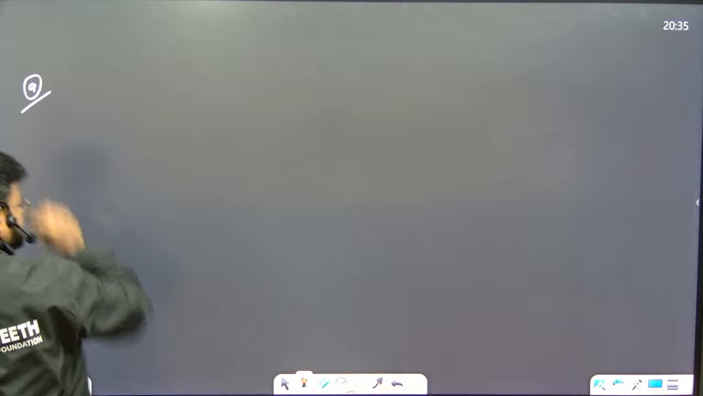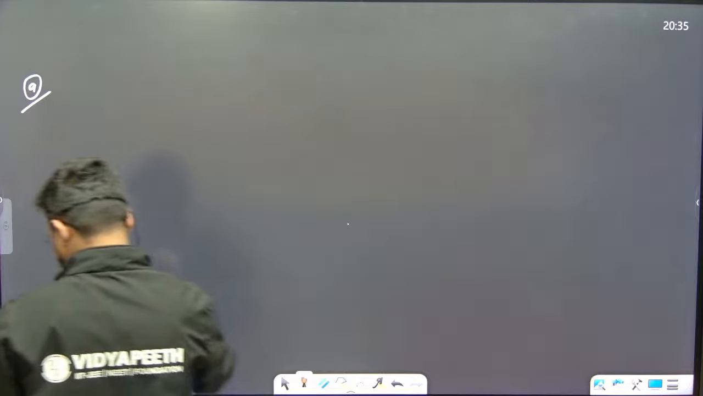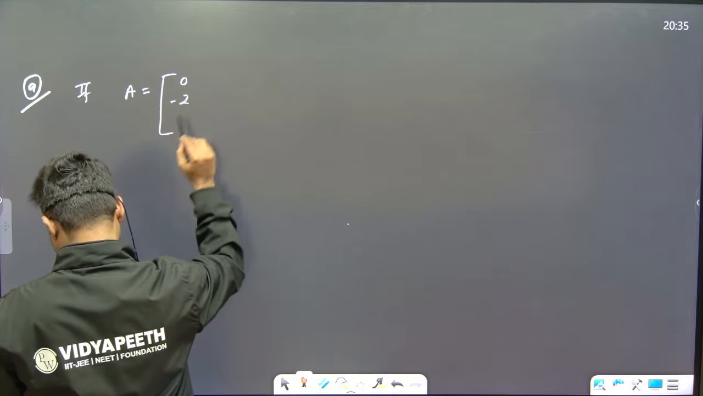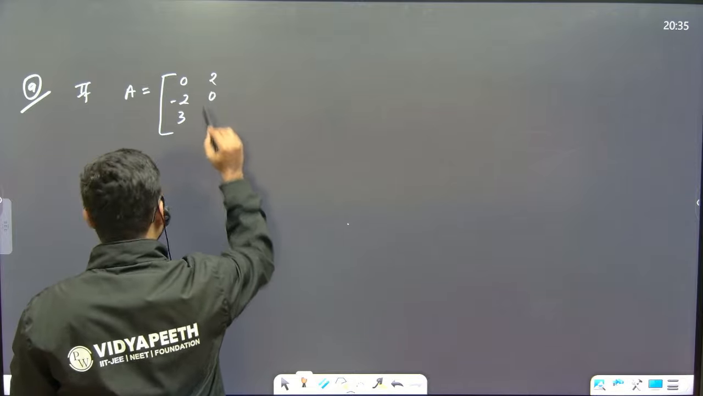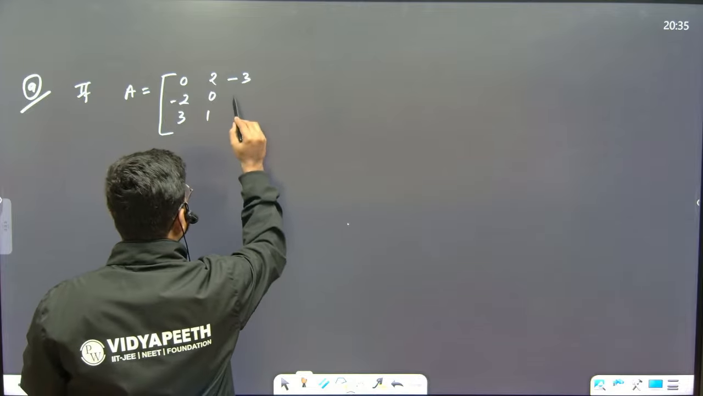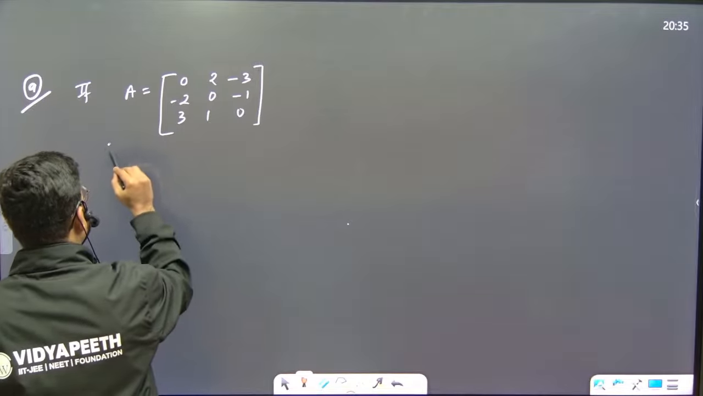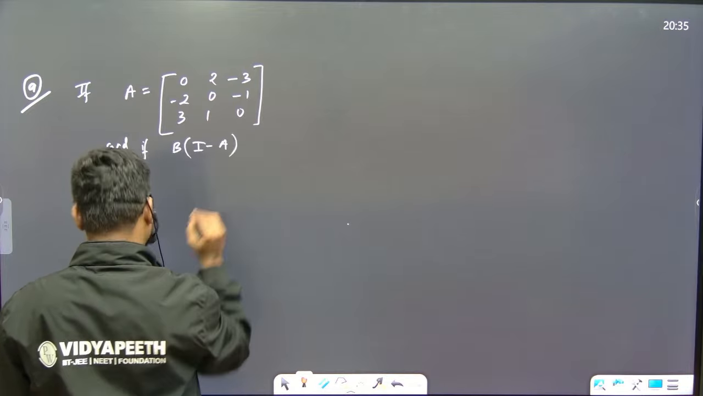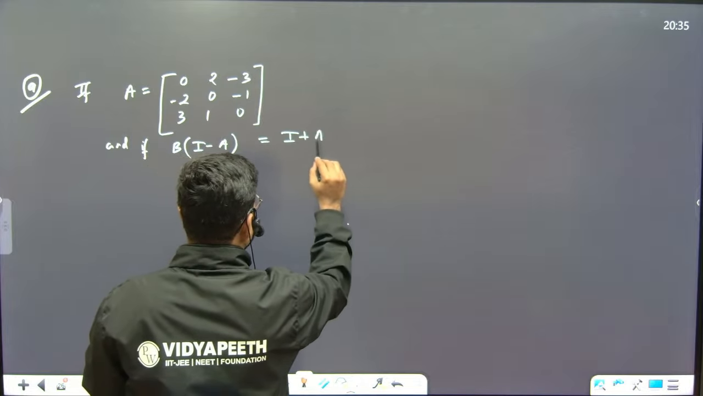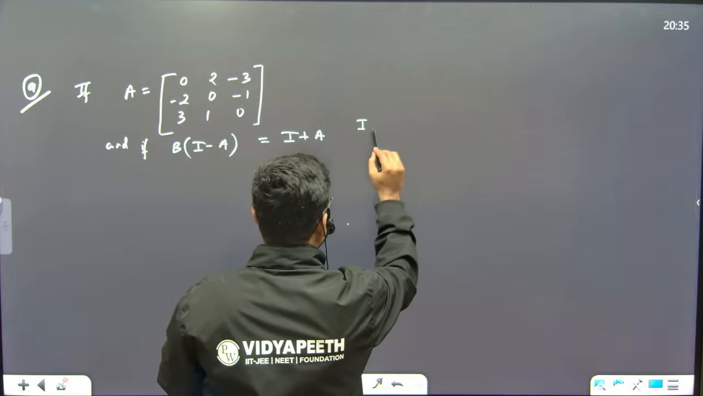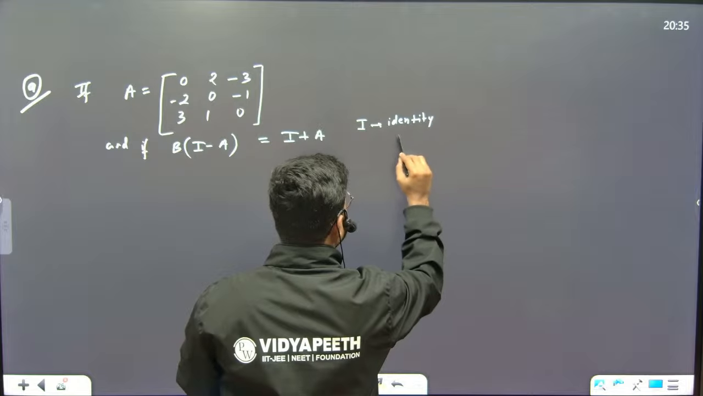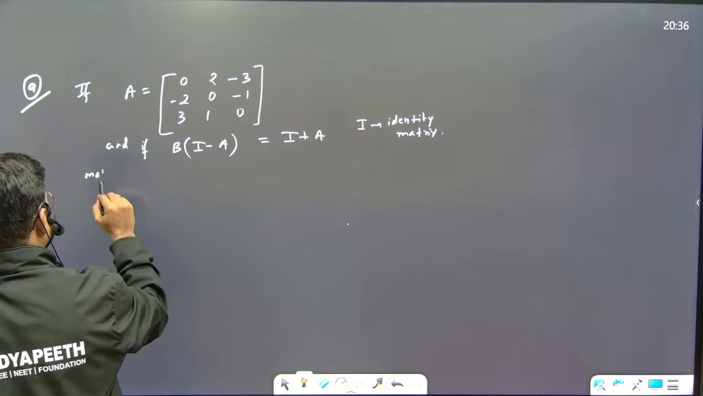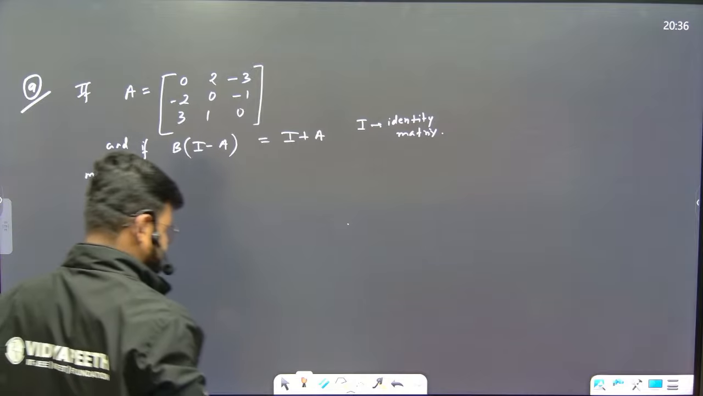So the question is based on the matrices and determinants chapter. If matrix A is given to us as [0, -2, 3; 2, 0, 1; -3, -1, 0], and if matrix B multiplied by matrix (I minus A) is equal to (I plus A), where I is the identity matrix of the same order, then they are asking us to find the matrix B, right?